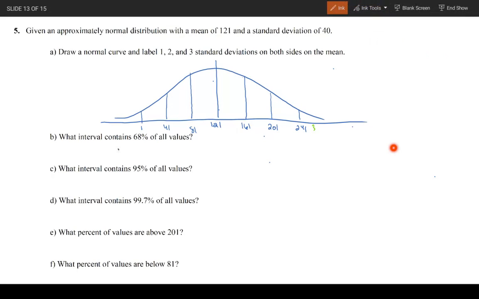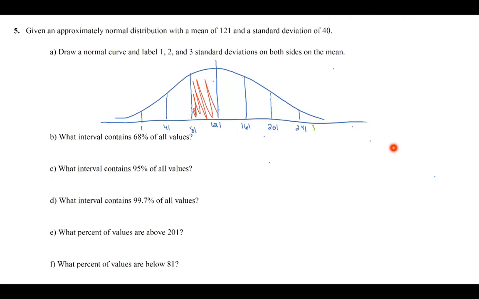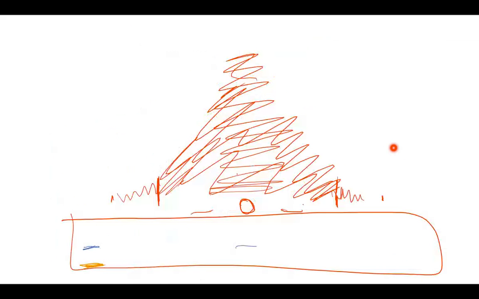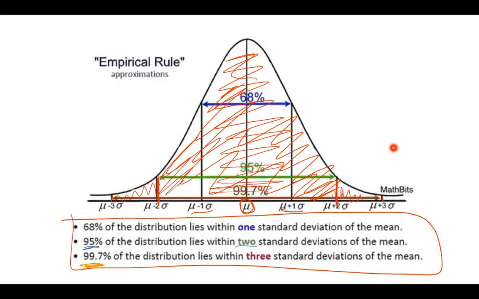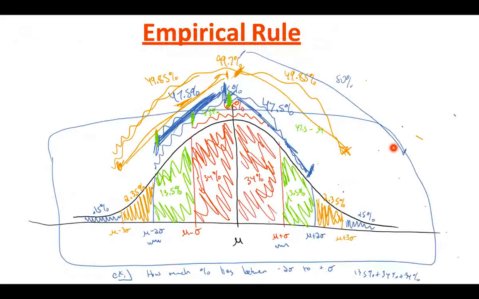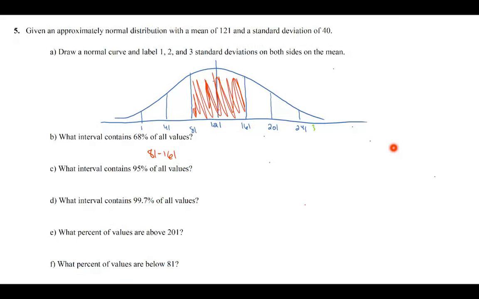From there, what interval contains 68% of the values? So remember, 68% lie within 1 standard deviation of the mean. So that's going to be 81 to 161. Okay, what contains 95% of all values? So if we look at our chart, we want 95% of this data. There's actually a couple different ways you could look at this, I suppose. I can get back to my chart. There we go. So 95% of the data.